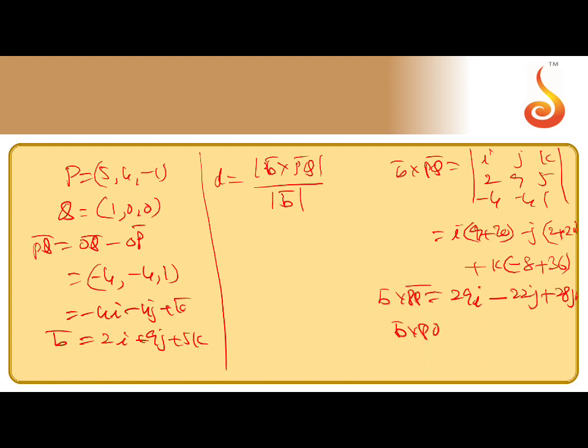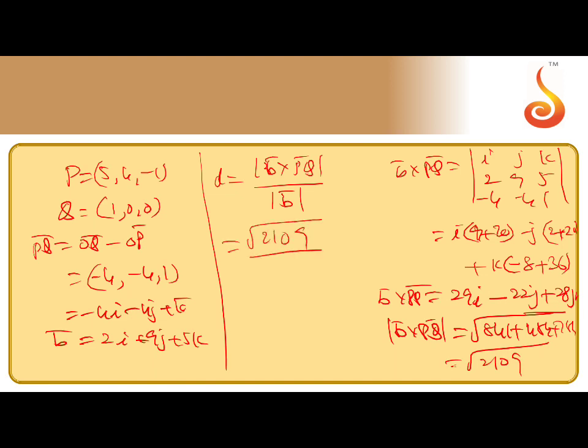If you take the magnitude of this, 29 square is 841, plus 484, plus 28 square. 28 square is 784. The entire value after simplification is 2109. So the numerator is root over 2109, divided by the magnitude of B. The magnitude of B is root over 4 plus 81 plus 25, so that gives root 110. So finally, root over 2109 by root 110.